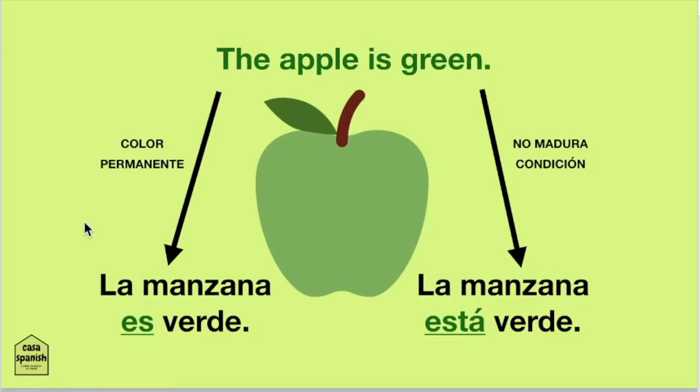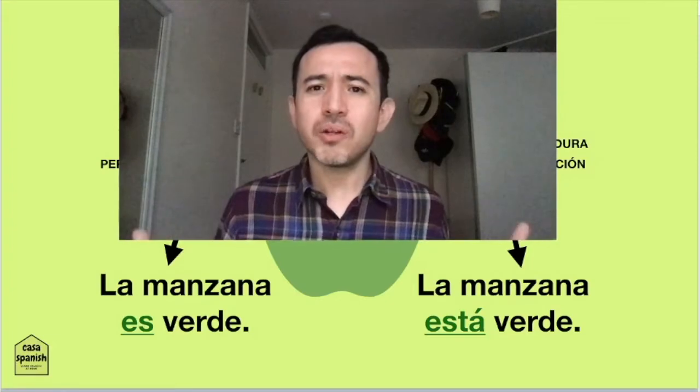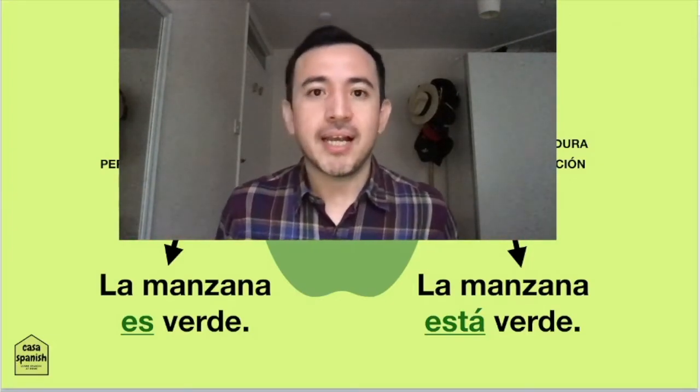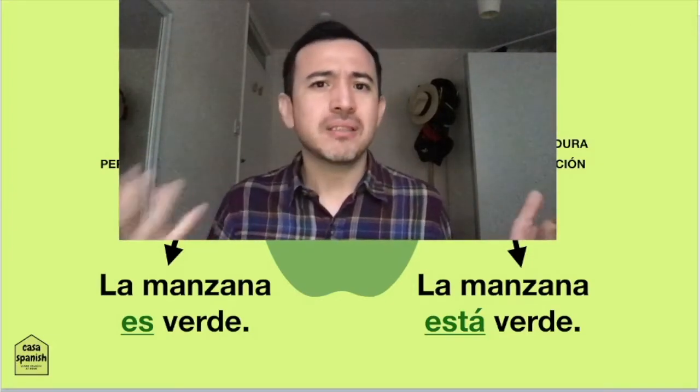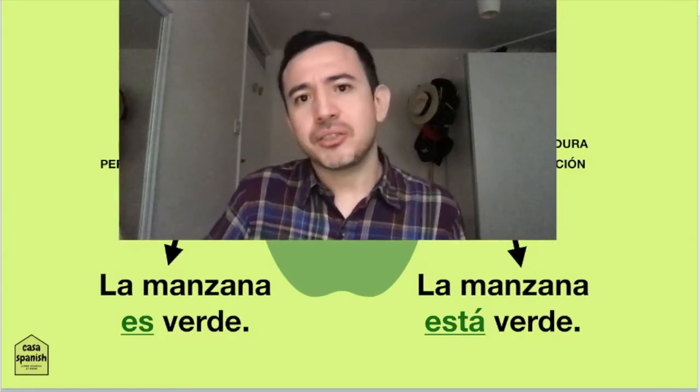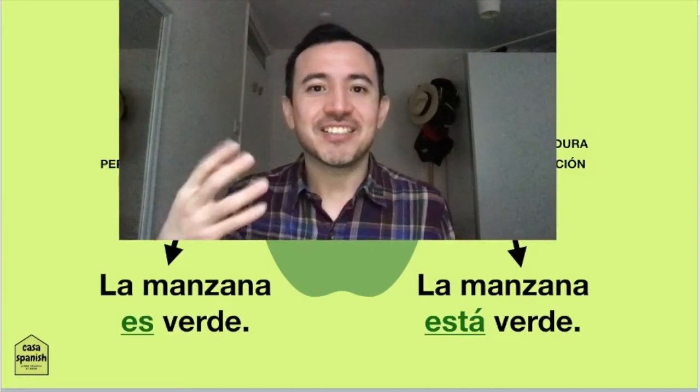So the general rule that we learn when we are introduced to this topic is that when we use ser, we're talking about something permanent or of description, which is es verde. Whereas if we use estar, we're talking about a condition, something that can change. As a rule of thumb, this explanation is fine, and it usually works. However, there are certain details that sometimes could lead to confusion, and this is an example.